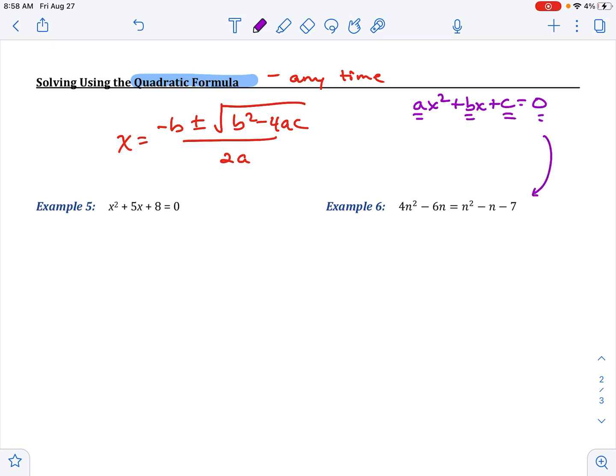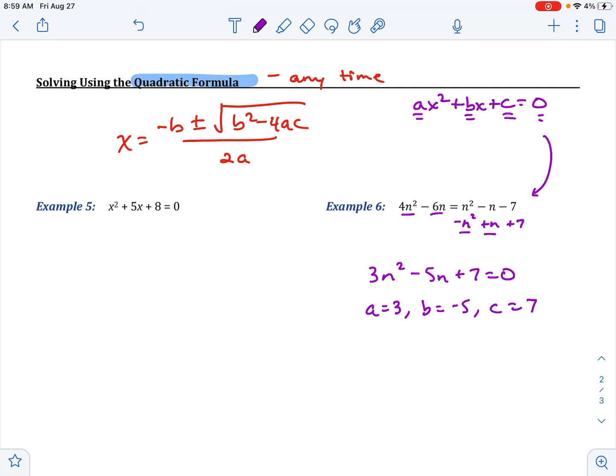So taking a look at example 6 here, the first thing I'm going to do is subtract n squared to the other side. I'm going to add the n to the other side, and I'm going to add the 7 to the other side. So 4n squared minus n squared is 3n squared. I got my negative 6n. When I add an n to that, I get a negative 5n. And then when I add the 7, I now have 0. So now I can say that a is equal to 3, b equals negative 5, and c is equal to 7. All right, so just make sure you understand you've got to set it equal to 0, and then you've got to be able to identify the a, b, and c.